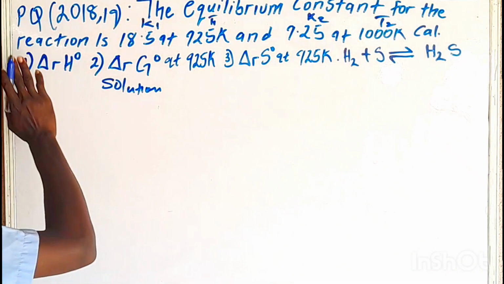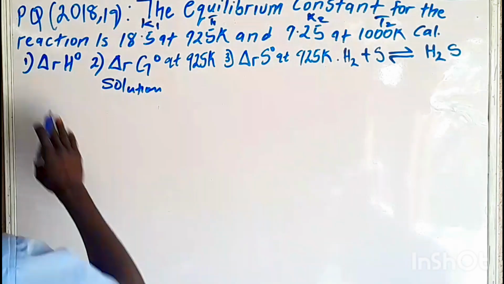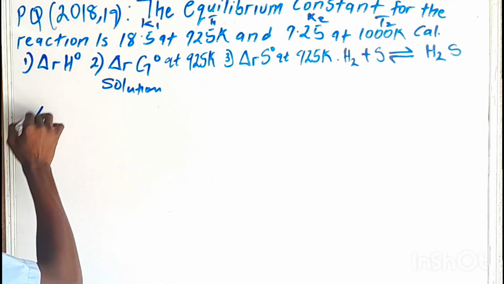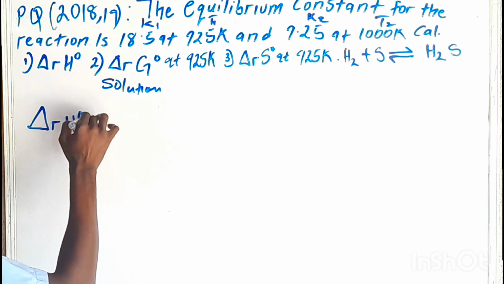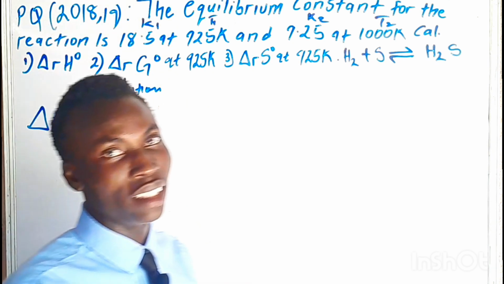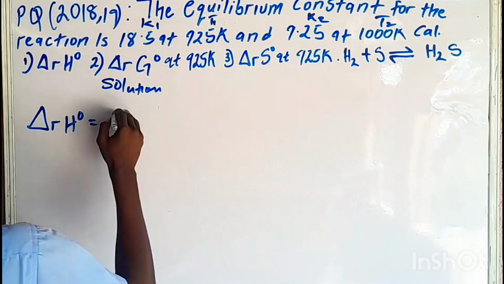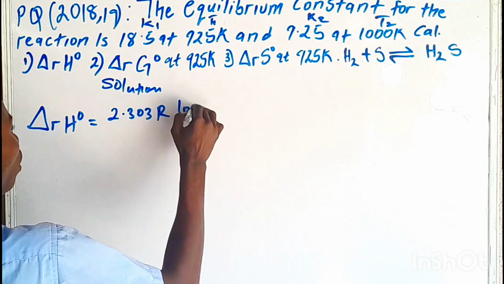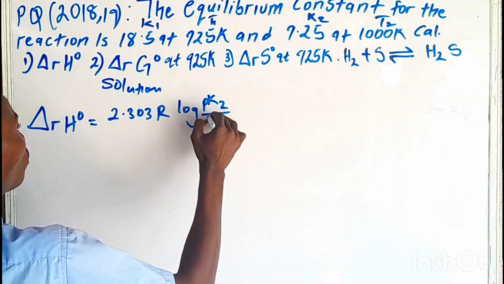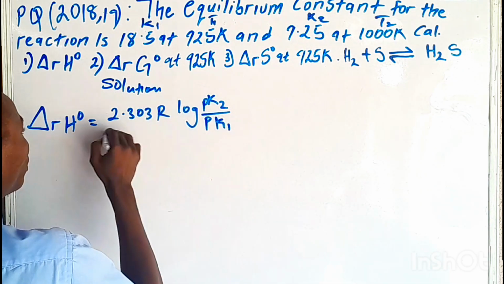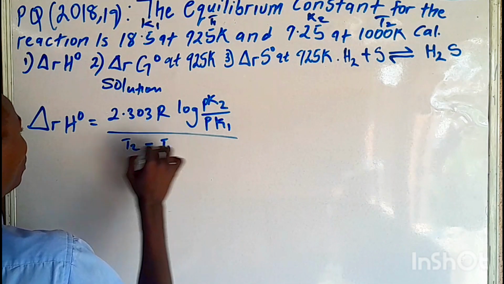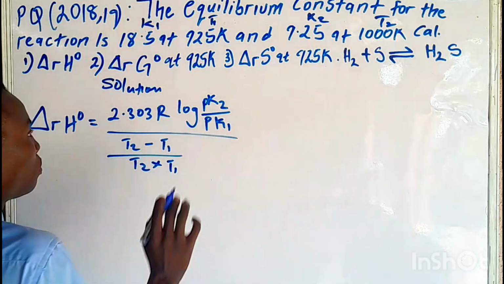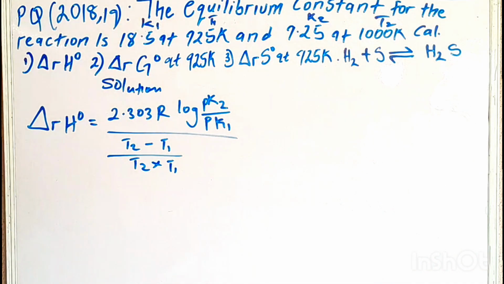Okay, so the question asks you to calculate the standard enthalpy of reaction. In order to calculate it, what are you to use here? I will advise you to make use of this very quick, fast, and reliable formula. So here you are going to have 2.303 followed by R followed by log of K2 over K1, all divided by T2 minus T1, all divided by T2 times T1. Very simple formula. There is no problem about that formula.